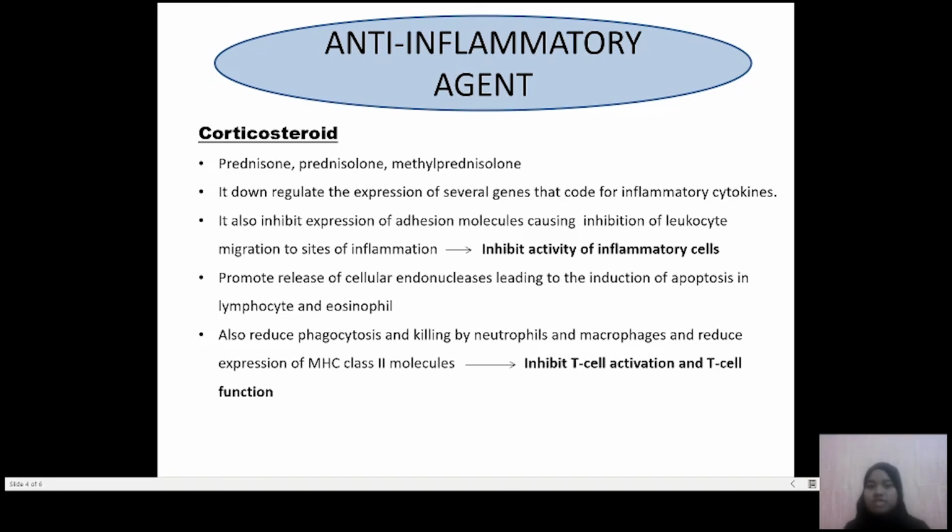Corticosteroids also promote the release of cellular endonuclease, leading to the induction of apoptosis in the lymphocyte and eosinophil. It also reduces the phagocytosis and killing by neutrophils and macrophages, and reduces the expression of MHC class II molecules. This will inhibit T cell activation and T cell function.